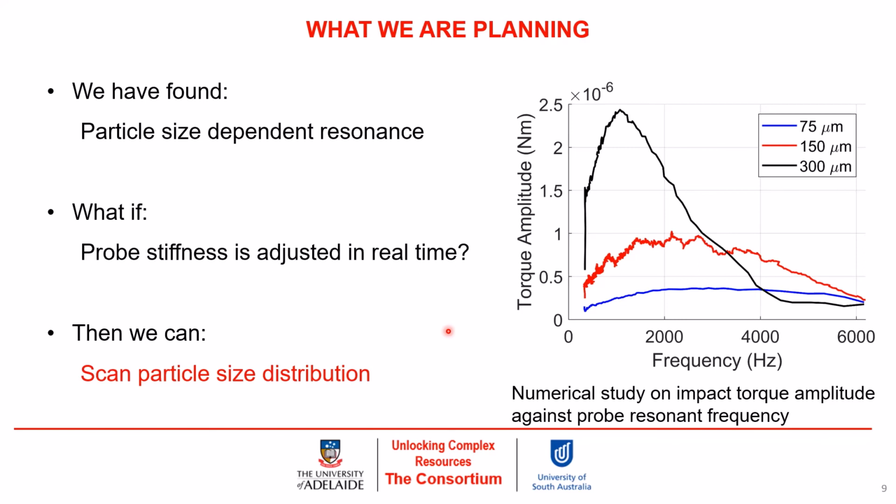Specifically, fine particles can be better identified with a high resonant frequency, while coarse particles can be better captured at low resonant frequencies. That means, to measure particles of a wide size range, the optimal stiffness of the probe should differ. So, what if the probe stiffness can be adjusted in real time? In this case, the probe will be able to sweep its resonant frequency across a wide range of interest and literally scan a wide range of particle size distribution.